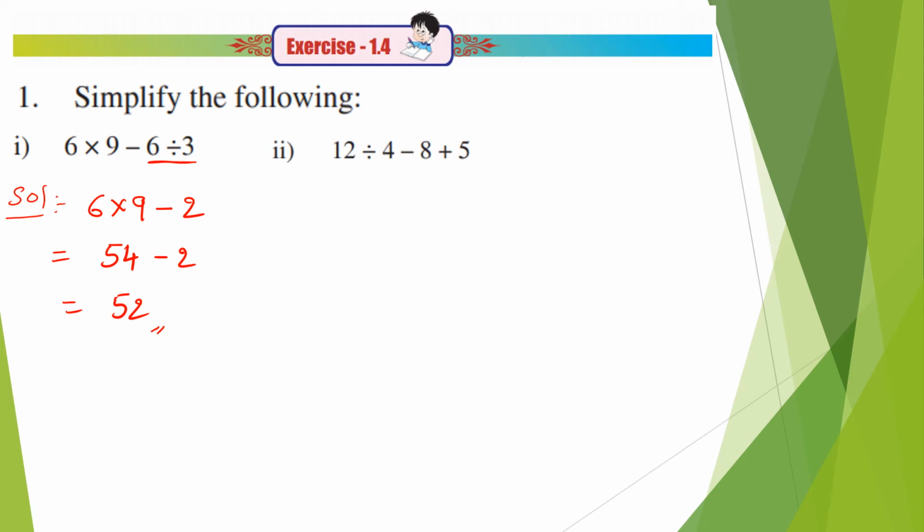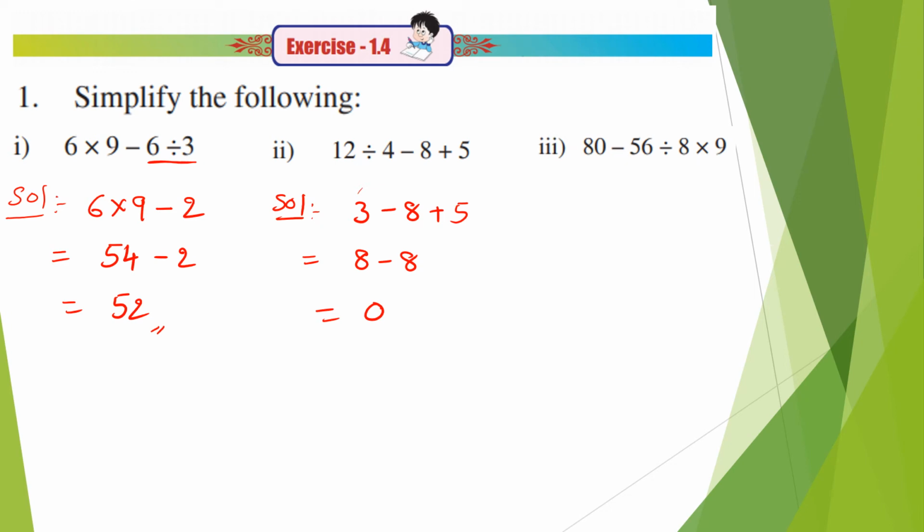Now let us see the second question. Look at this: 12 divided by 4 minus 8 plus 5. First do this division. 12 divided by 4 is 3. So 3 minus 8 plus 5. Now we should do the addition. Add these two numbers, 3 plus 5 is 8. So that is 8 minus 8, which equals 0.